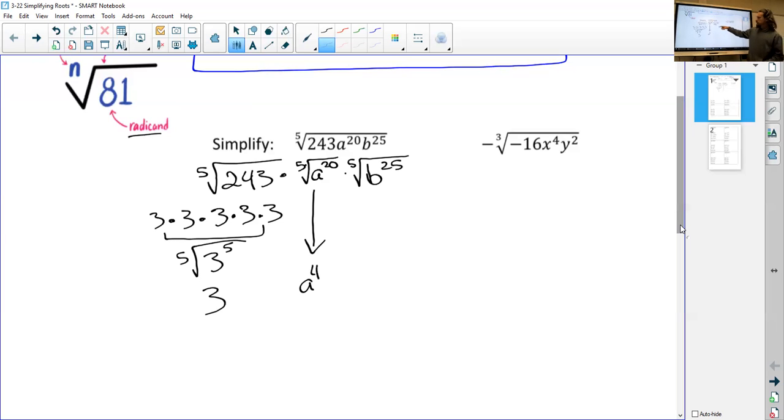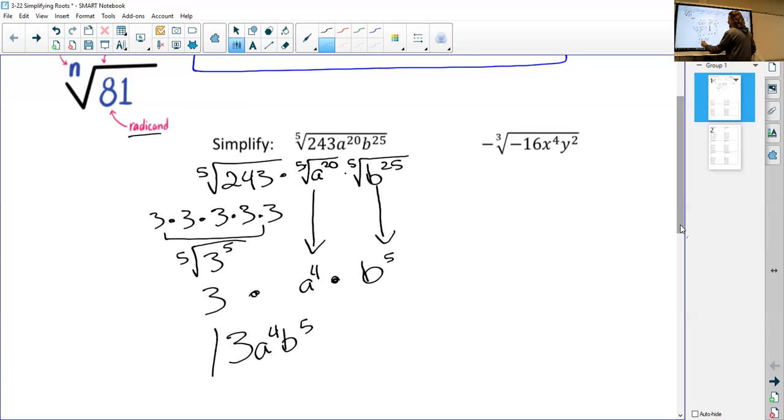Okay? Then we do the same thing for b. So we say 25 divided by 5 is 5, so we can actually pull b to the 5th power. And all of this works out evenly. This all gets multiplied together. There's no root left over, so our final answer is just 3, a to the 4th, b to the 5th. And that's all we've done, we just simplified our roots, okay?